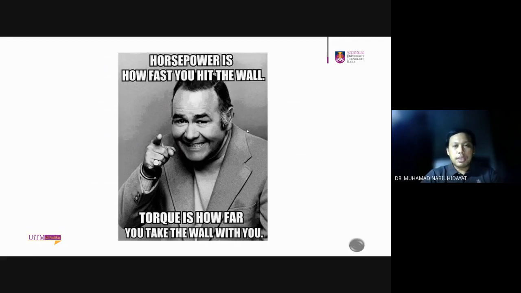There are two items that we measure, that is the torque and also the speed. In other terms, you also measure the horsepower, and horsepower can be translated into watts. Horsepower is how fast you hit the wall, and torque is how far you take the wall with you.